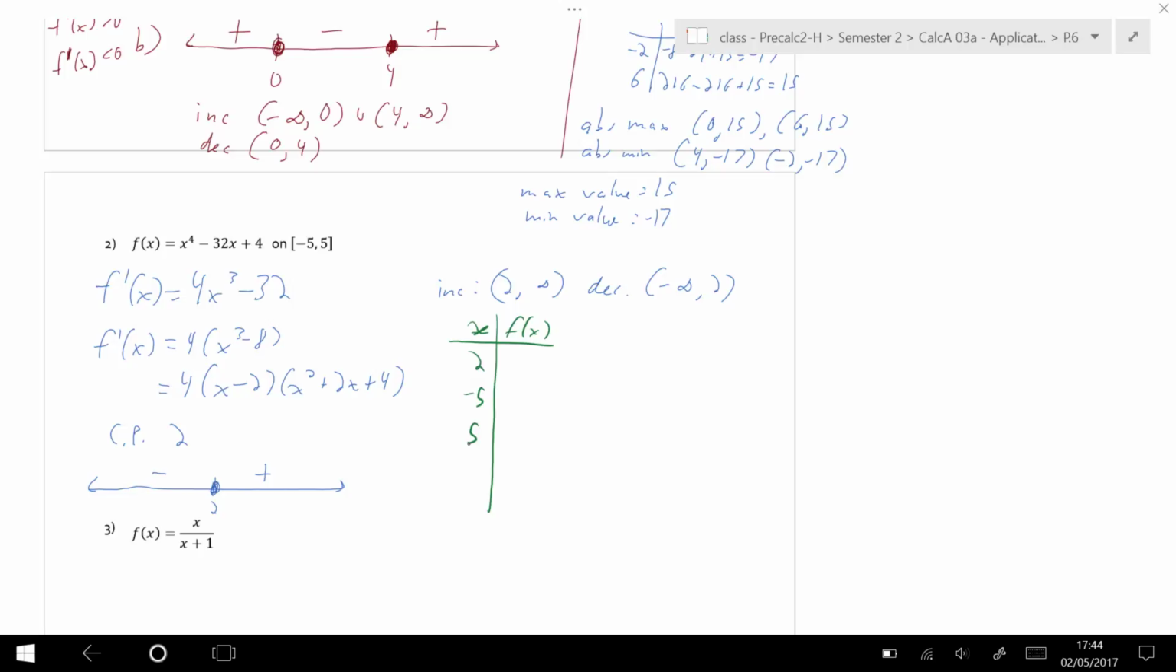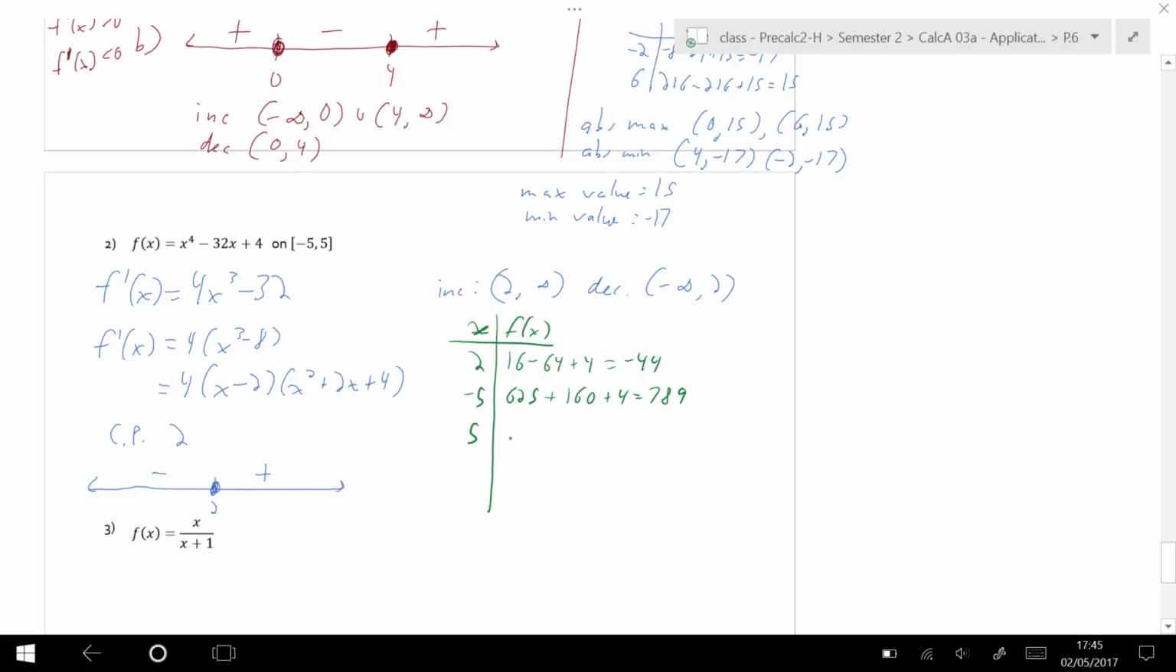Now, you guys can decide, does it make more sense to use synthetic division or just to plug it straight in? Right now, I'm just going to plug it straight in because I can. I got 2 to the 4th, 16 minus 64 plus 4, so that's 20 minus 64, which is -44. 5 plugged in is going to give me 625, plus 160 plus 4, so that is 789.